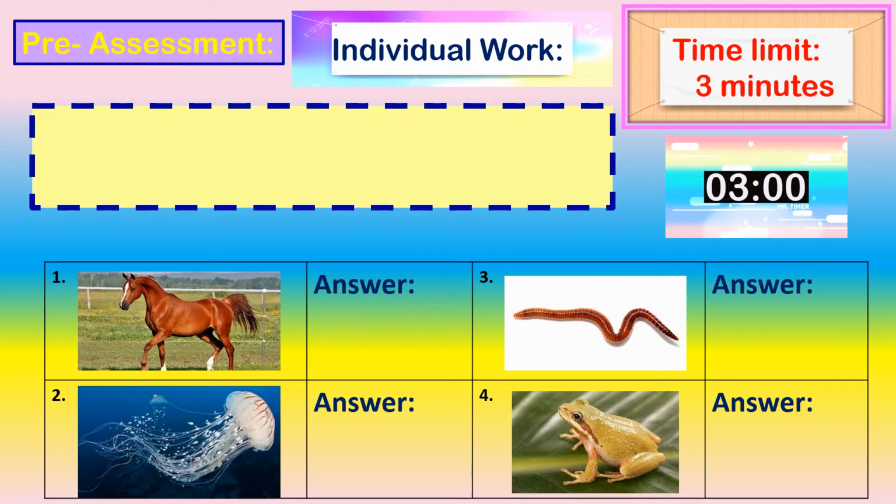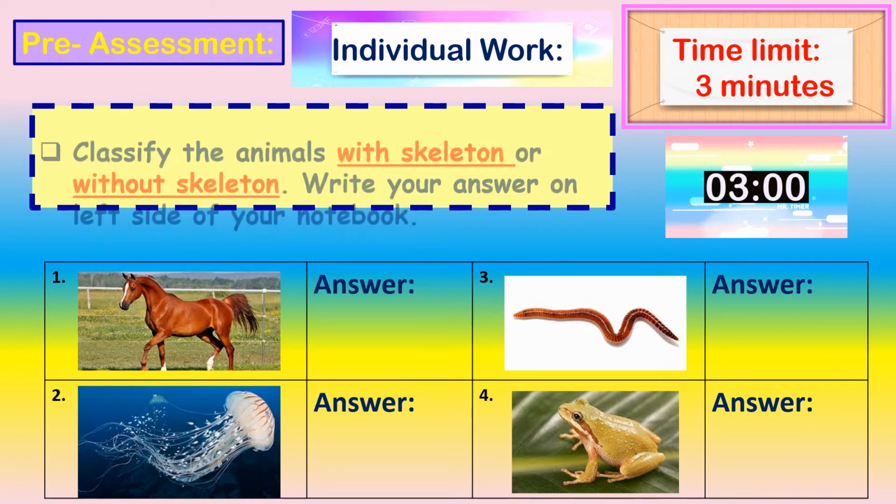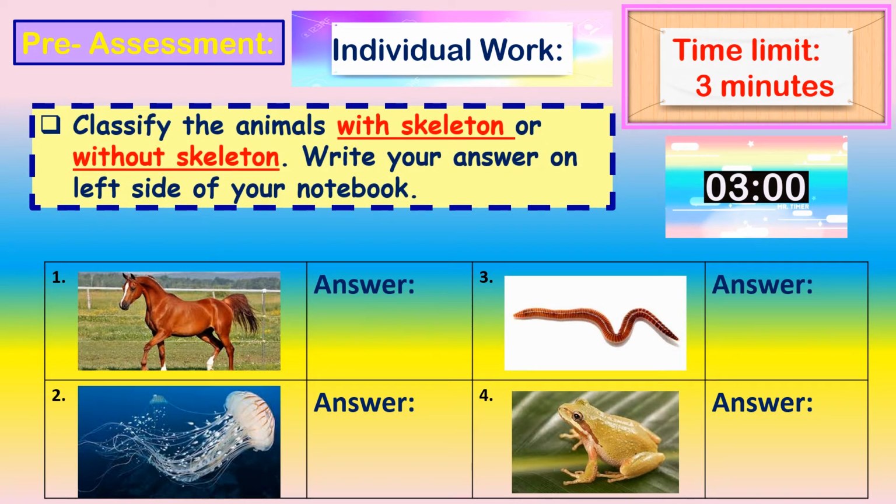To start with, let's do the pre-assessment. What are you going to do? You will classify the animals with skeleton or without skeleton. Write your answer on the left side of your notebook. First, a horse. Second, a jellyfish. Third, a worm. And the last one, a frog.